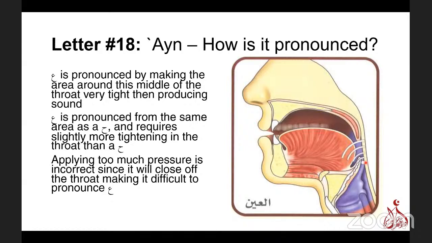Because Ain should be very easy to pronounce. Ya'rifuna, yu'rafuna, should be easy to pronounce. If every time an Ain comes, it's a speed bump for you, that means you're closing off that area, which is making it difficult to pronounce.